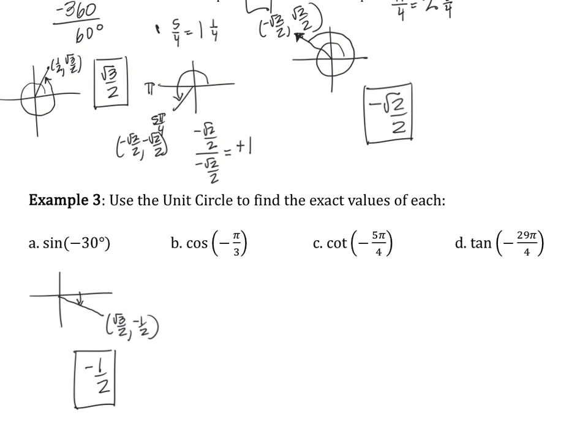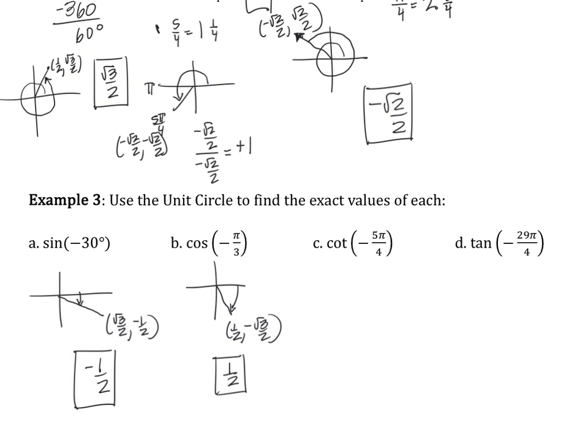Cosine of negative pi over 3. Okay, so it's negative, going down 1/3 of the way to pi, so it's way down here. And that ordered pair, x would be 1/2. Y is negative square root of 3 over 2. Cosine is your x, so this would just be a positive 1/2.